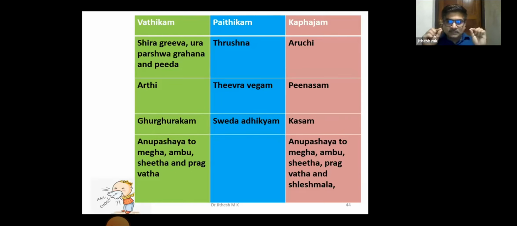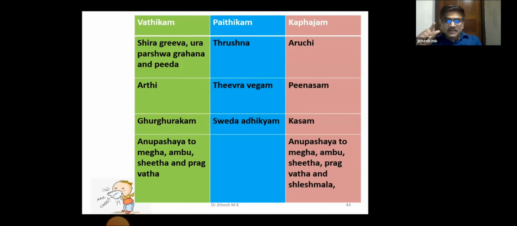No Tamaka Shwasa patient will exhibit all the symptoms. So the symptoms exhibited by the patient, we have to classify or tabulate into different headings. See, Pratilomam, Shirogrihya, Udirya, Pavana Kopam, Parigrihya, Shirograhana, Ura, Parshva Grahana and severe Sharira Pida, Arati, Gurguram, Anubhashayatu, Megha Ambushita Pragvada. These are the symptoms exhibited by Vata dosha. So if a patient has wheezing along with this type of symptoms, we have to diagnose it as Vataja Tamaka Shwasa, then only our treatment becomes proper.